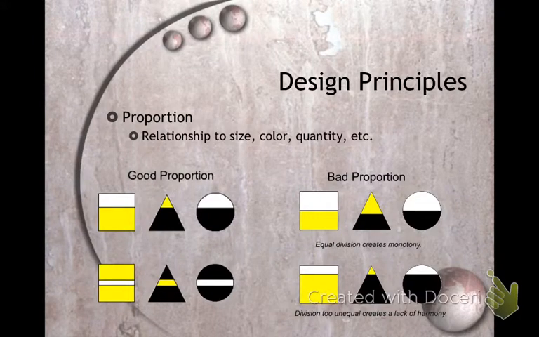One way to do that, we're going to use some principles, and proportion is a good one. Proportion is the relationship of size, color, quantity, etc. If you look on the left side, we have good proportion. 2/3 to 1/3 is a very good way to proportion items. Split straight down the middle or a quarter. Just kind of remember this. Do things in odds. Okay, if you do odd numbered items, the proportion is good.